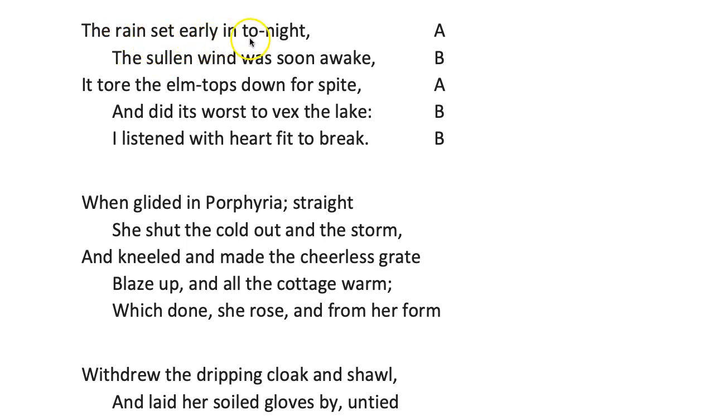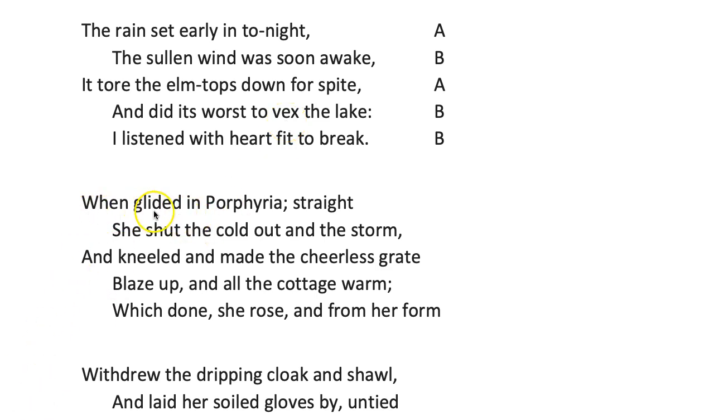The rain set early into night, the sullen wind was soon awake, it tore the elm tops down for spite, and did its worst to vex the lake. I listened with heart fit to break. And so we've got this heightened emotion which is typical of the Romantic poets. We also have pathetic fallacy, where the weather gives us the emotion of the character, who is indeed sullen and very possibly full of spite. And he's certainly going to do his best to vex his lover when she comes in.